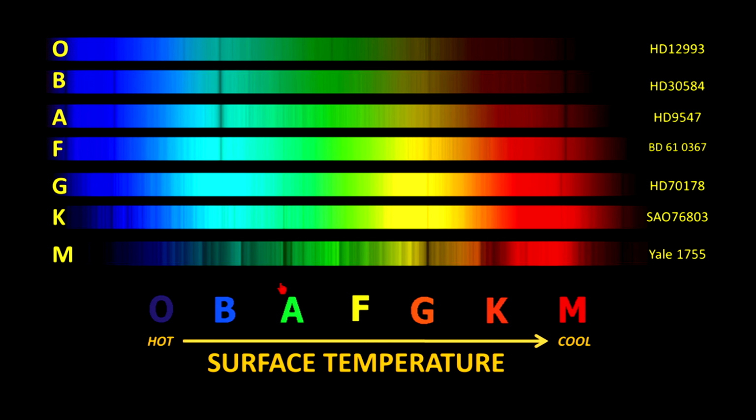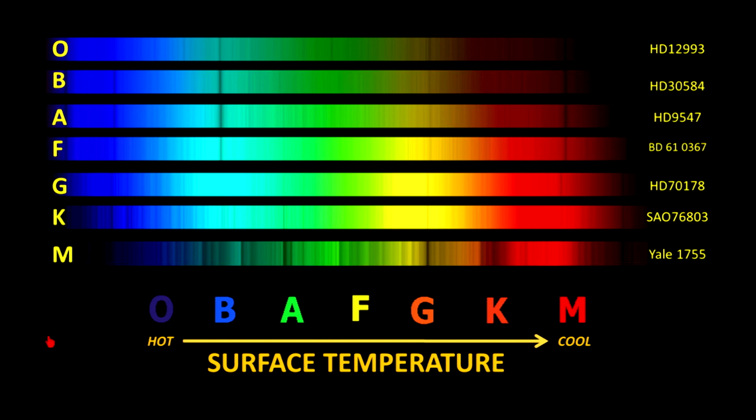So OBAFGKM, the spectral classification sequence, is actually a range of surface temperatures, hot stars all the way down to the coolest temperature stars. Let me give you some numbers to help you understand. A star that is a spectral type O is a star that might be 35 or 40,000 degrees. A star that is spectral type M might be just 3,000 degrees. These are kelvins, by the way. So it is clearly a range of surface temperature, hottest stars to coolest stars.